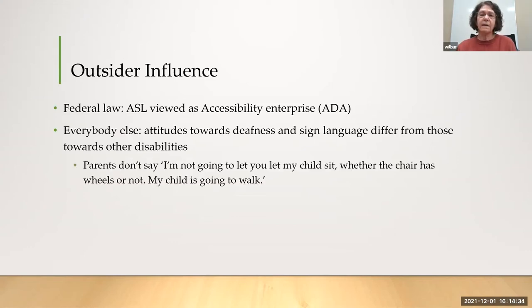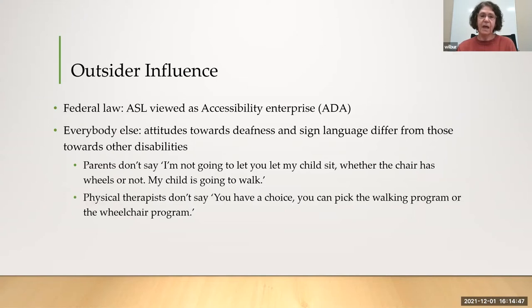Parents don't say, I'm not going to let my child sit, whether the chair has wheels or not. My child is going to walk. And physical therapists don't say to the parents, you have a choice. You can pick the walking program or the wheelchair program.